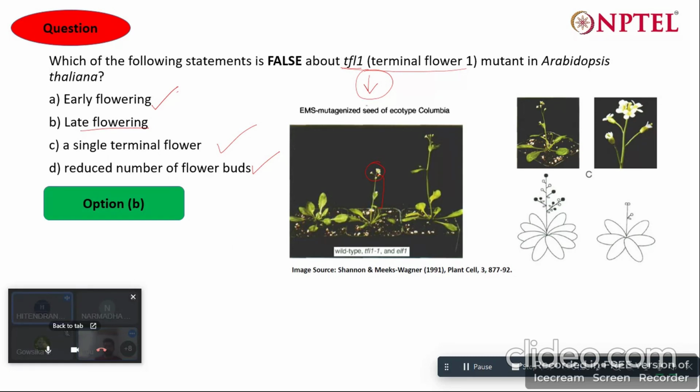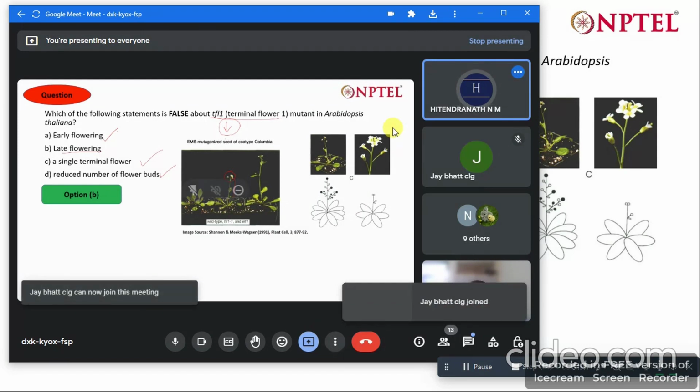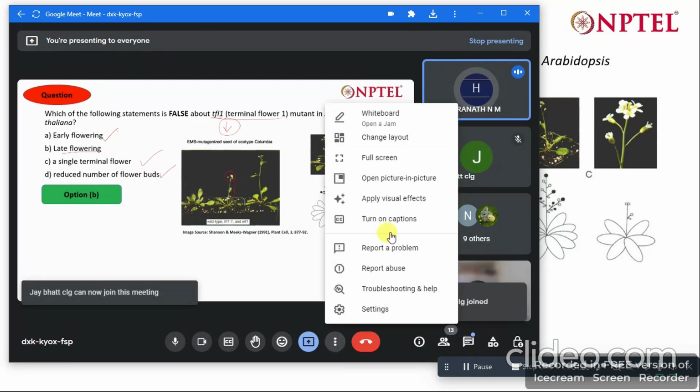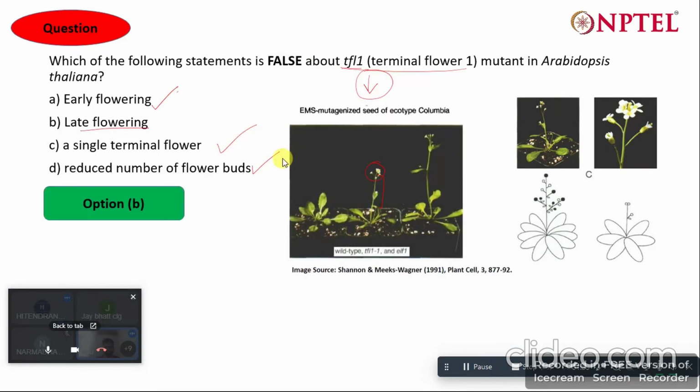So, if you mutate that TFL1 gene, there must be early flowering only, no, sir? Because TFL1 is a suppressor of floral meristem. So, if we mutate it, that means we can get flowering, no, sir? Yeah, you are absolutely right, but we have to figure out the false statement in the question. Okay, sir. Thank you. So these three options are correct and this one is false. So this is a false statement. Okay, sir. Thank you, sir. Any more doubts?